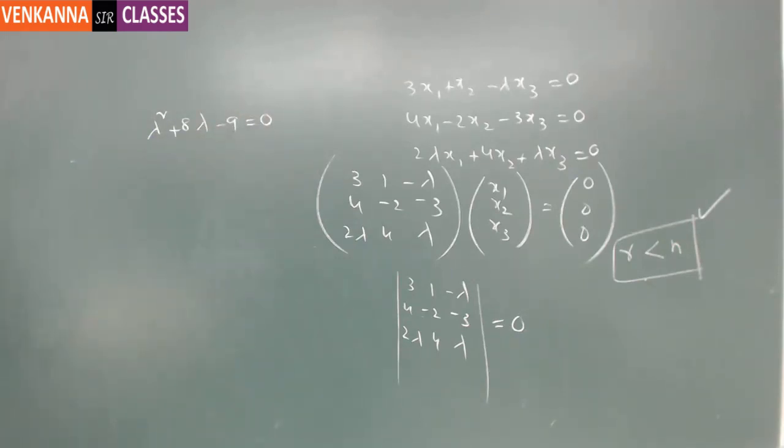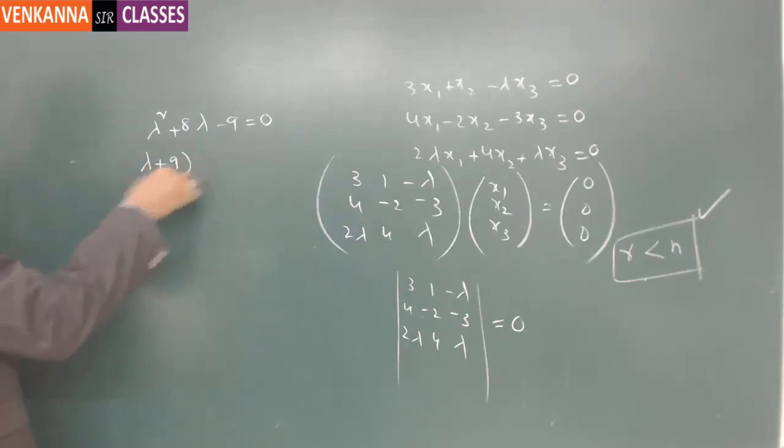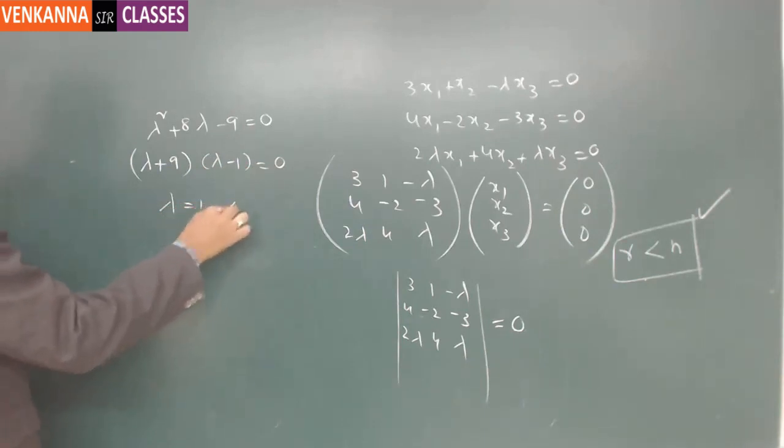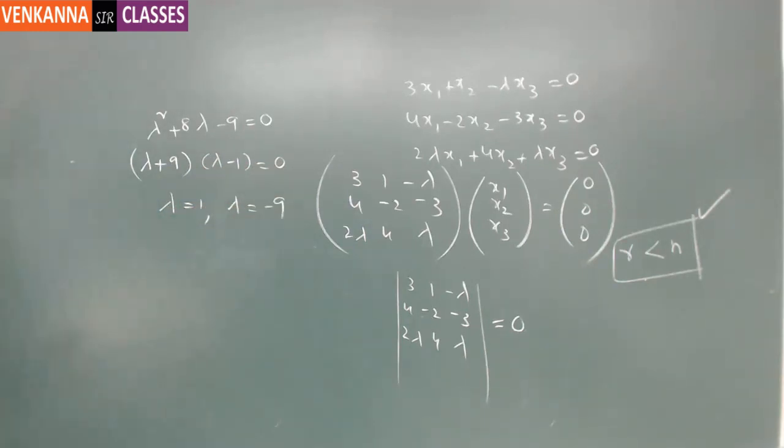If we factorize this, it gives lambda is equal to 1, lambda is equal to minus 9. So we have found the lambda values required so that the system will possess a non-trivial solution. If you want to determine the solution in each case, we need to substitute the lambda values one after the other in the respective system, apply the row operations, and solve the system.